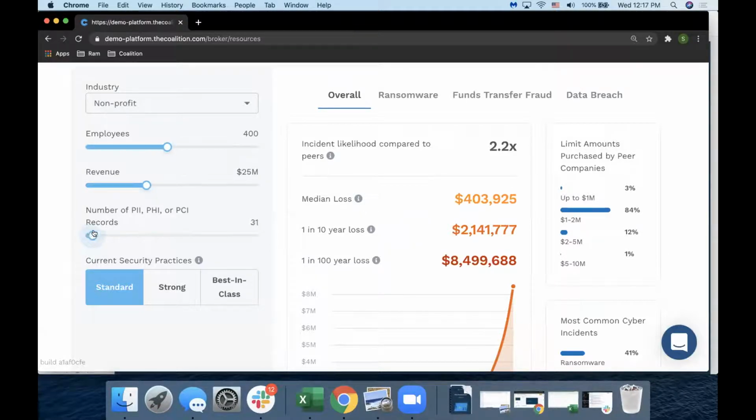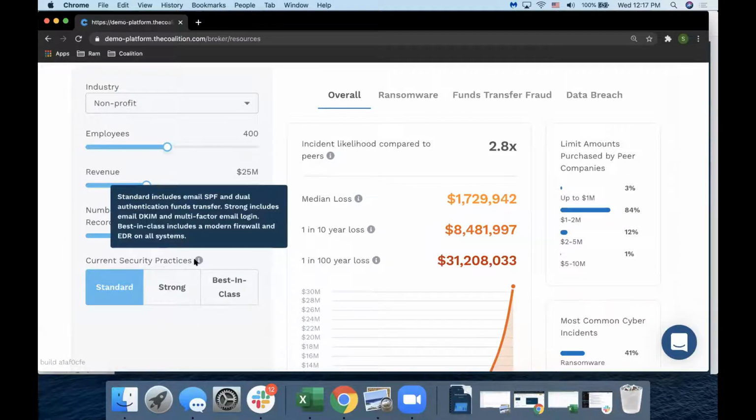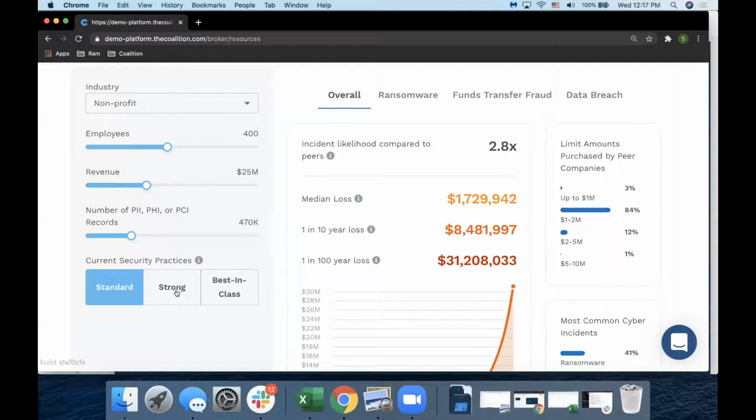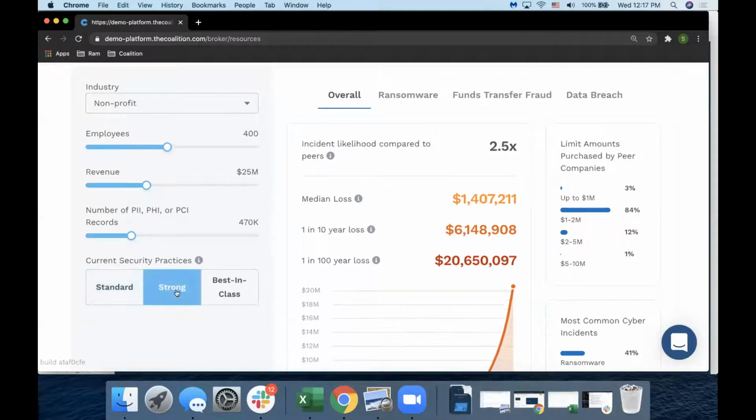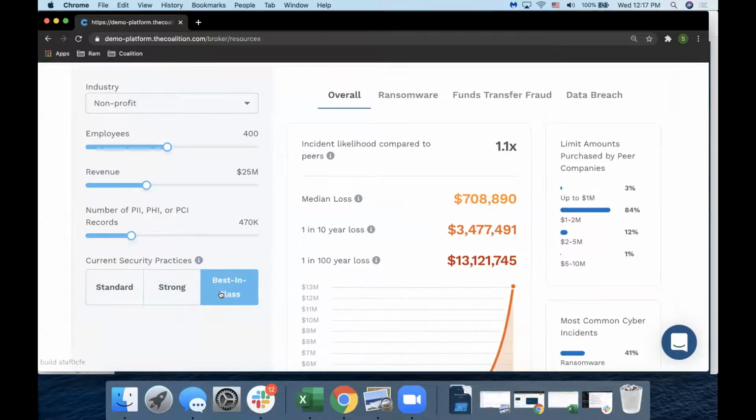Now, record count is important. I'm going to adjust record count to, given the size of the company, let's say just under 500,000 records. Also security practices. You'll notice there are little help icons, which I'm going to talk about in a minute. If I were to adjust the security practice from best in class to standard to strong, I can see the impact of that as well.